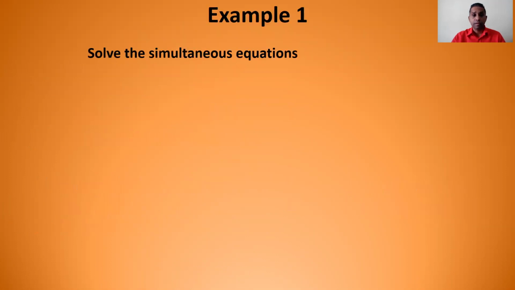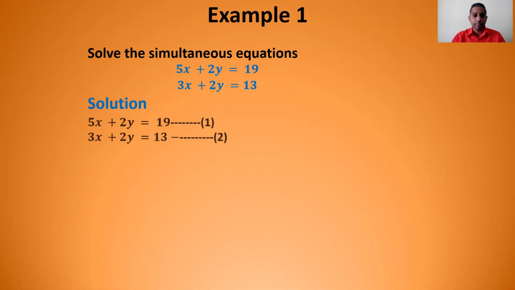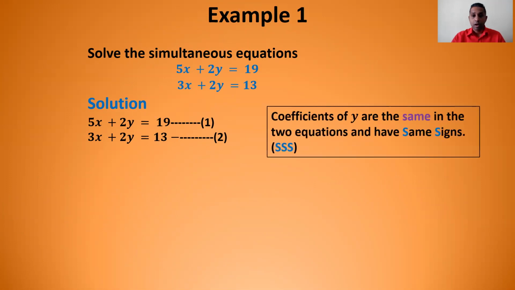Here we have to solve the simultaneous equations 5x plus 2y is equal to 19 and 3x plus 2y is equal to 13. As we did in the previous method, the first step would be to label the equations. Now students, look at the two equations carefully. You will notice that the coefficients of y are the same in the two equations and have the same signs. So in this case, we will use the SSS rule. That is, we will perform subtraction to eliminate the y terms.